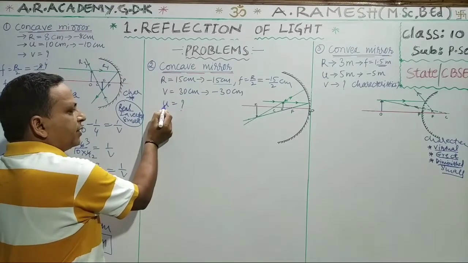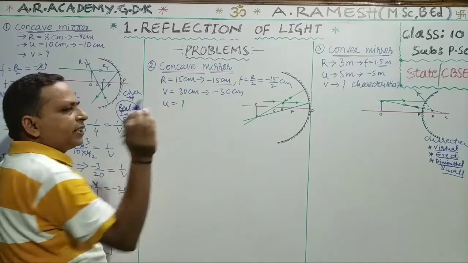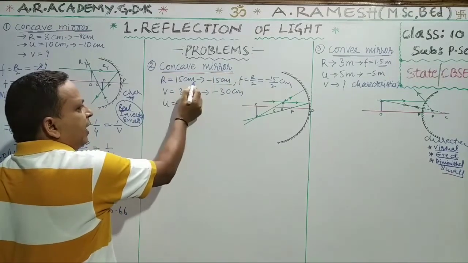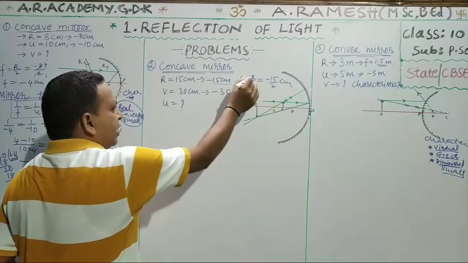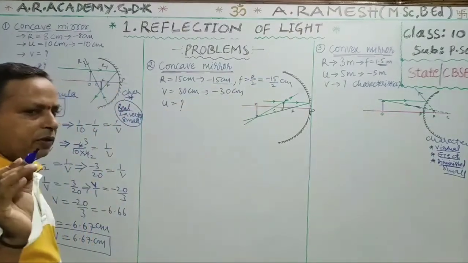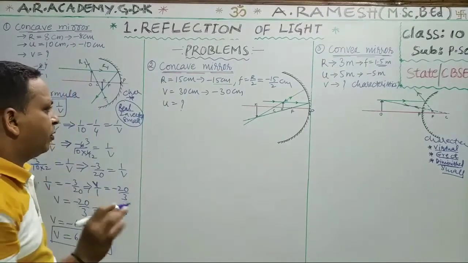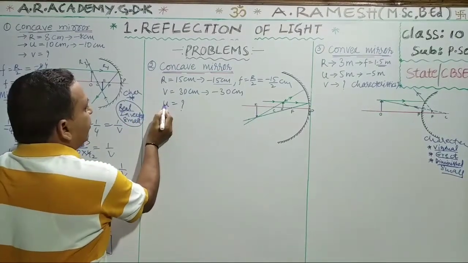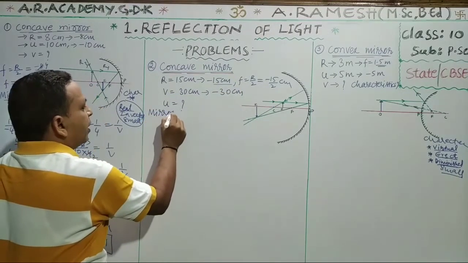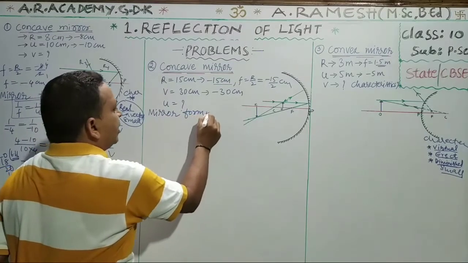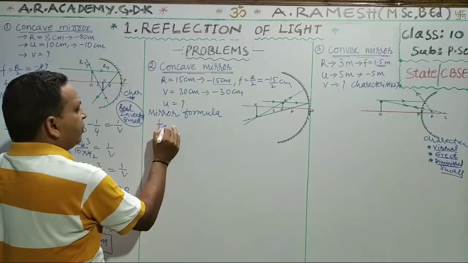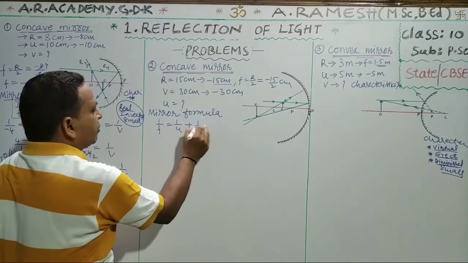What do we have to find out in this problem? u, the object distance, we have to calculate. What information did he give? Concave mirror, radius given. From that radius I calculated f, so f is given. v he gave, u he asked to find out. u means object distance. For this also, what is the relation between u, v and f, children? Again the mirror formula, which is the useful formula here: 1 by f equal to 1 by u plus 1 by v.